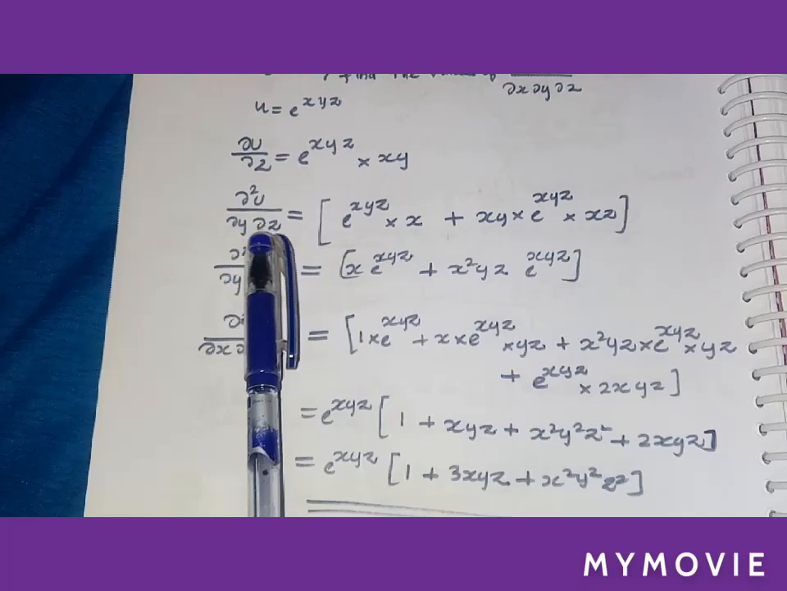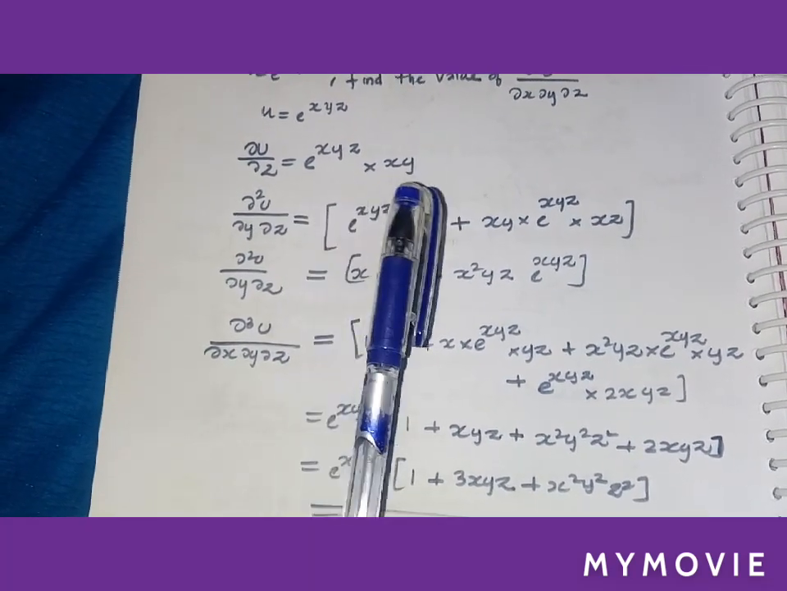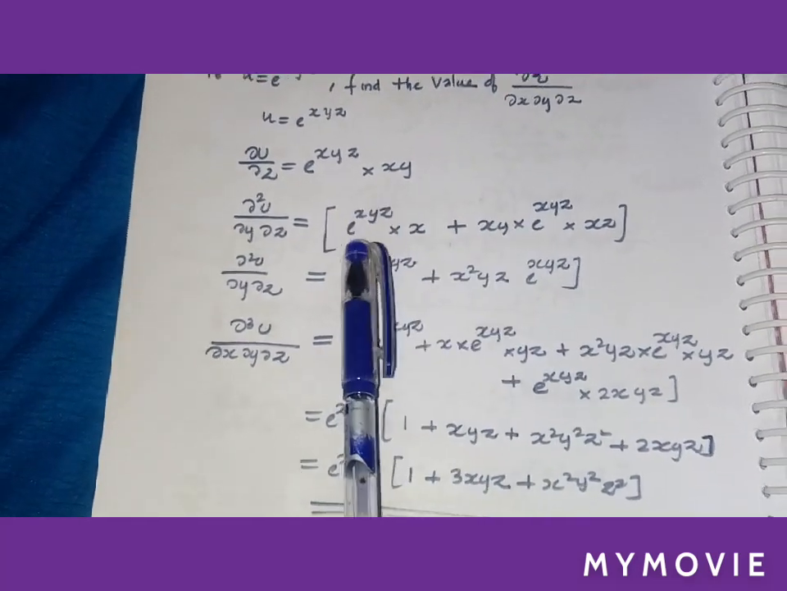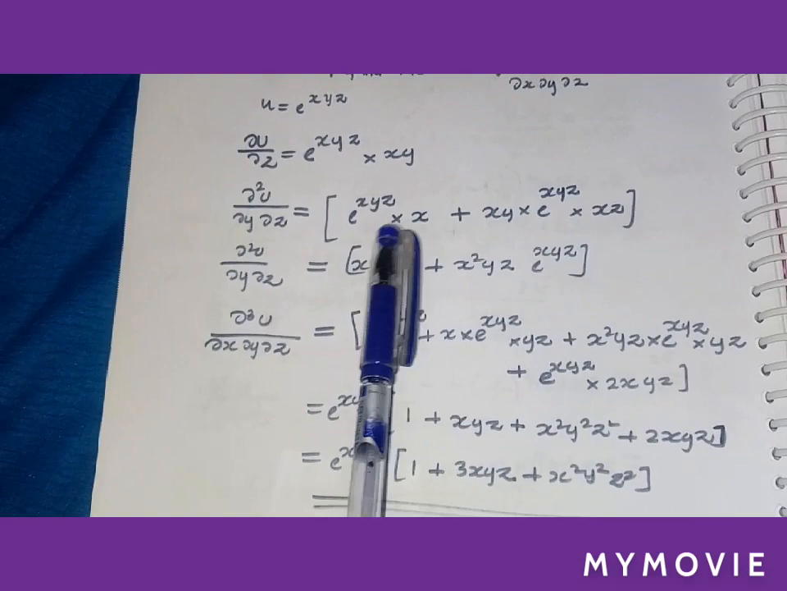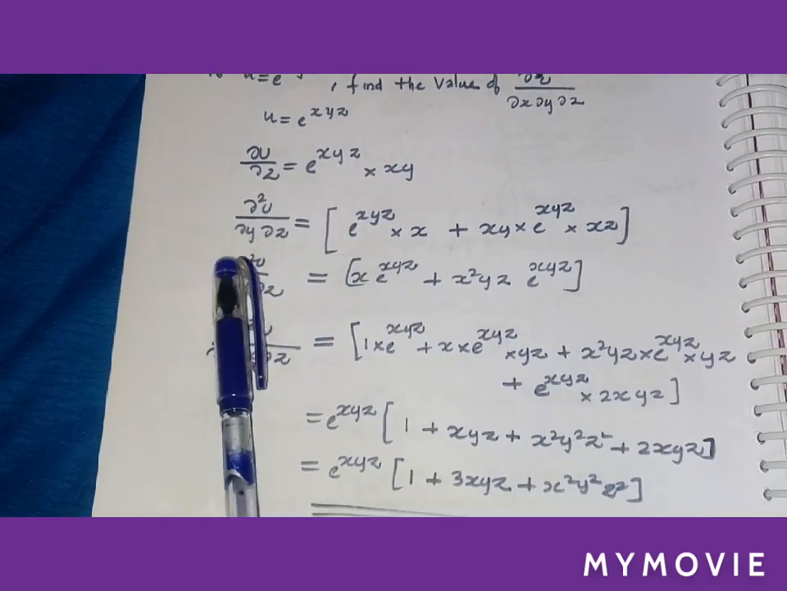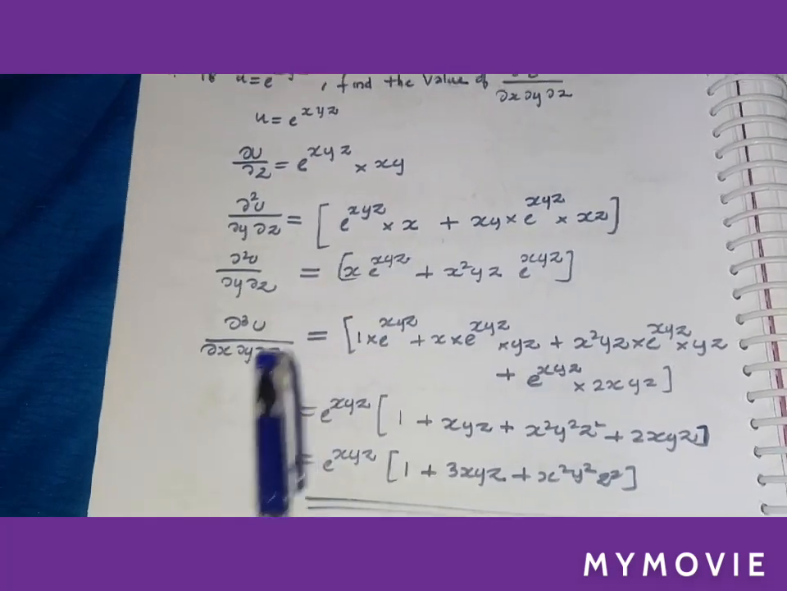Dou square u by dou y dou z: we have two y containing functions. So first function into derivative of second plus second function into derivative of first, that is e raised to xyz into x plus xy into e raised to xyz into xz, and after simplifying we get the answer like this.